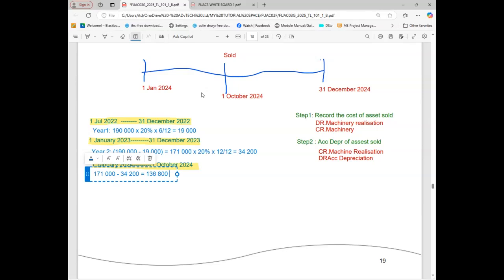And then you would multiply by 20%. And then how many months over 12? You said January, February, March, April, May, June, July, August, September, October. It's not 10, it's going to be 9. You know why? You don't count the 1st of October.